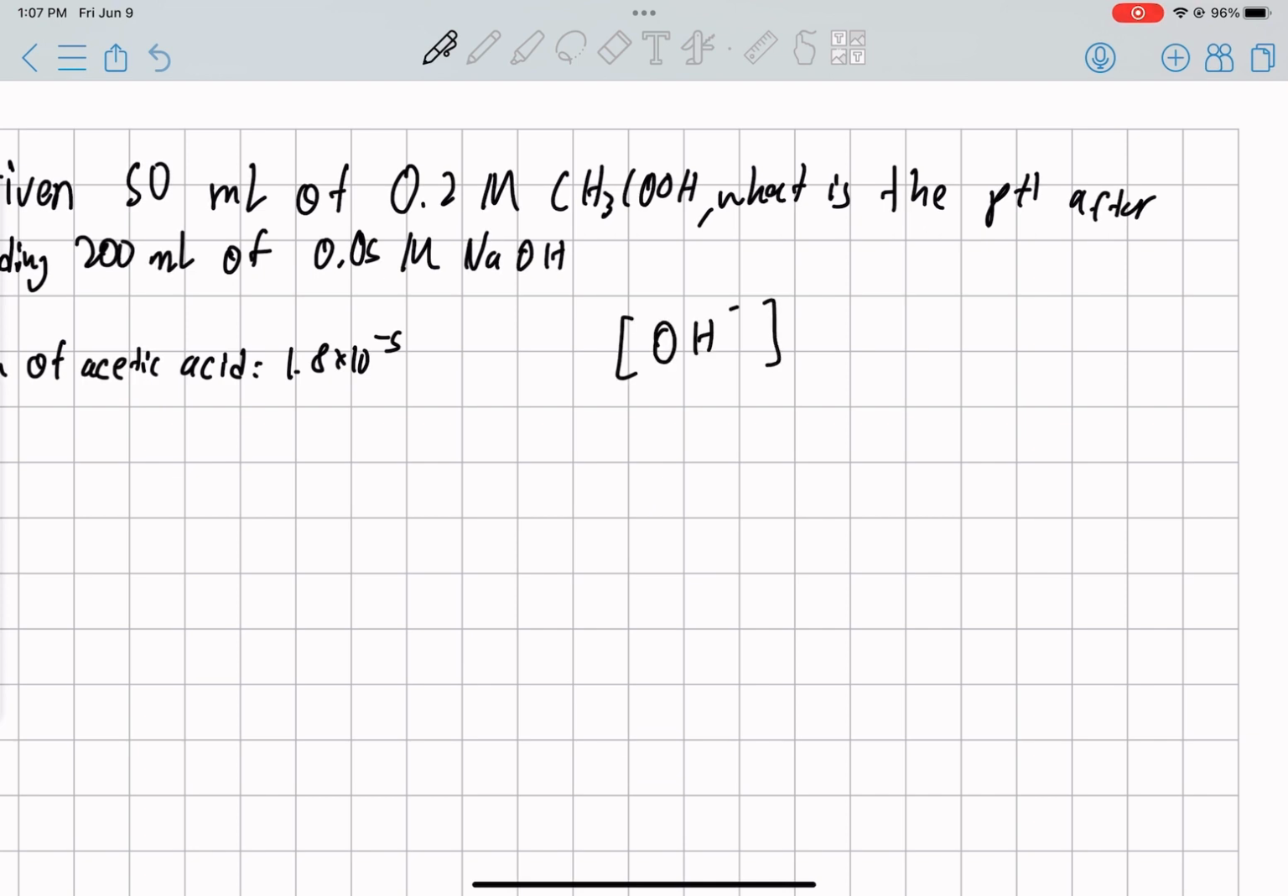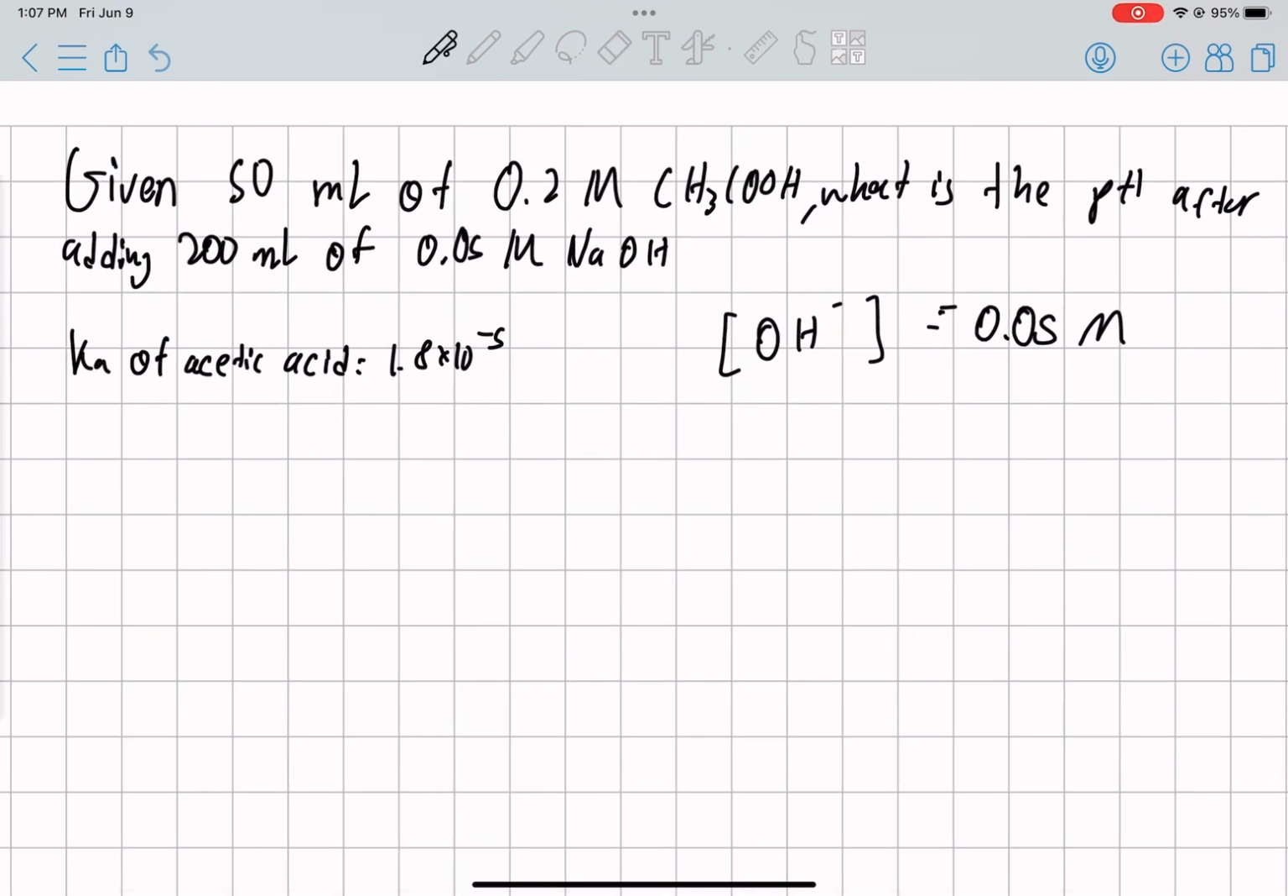that we have. And we know that the concentration of OH minus that we have is just going to be the concentration of NaOH since it's just Na plus OH minus. So the concentration is going to be the same. Pretty self-explanatory. So that is 0.05 moles per liter. And we know this big M is moles per liter. And if we want to find the number of moles of OH minus that we have, we can just multiply the concentration by how much liquid we're adding, which in this case is 200 milliliters.